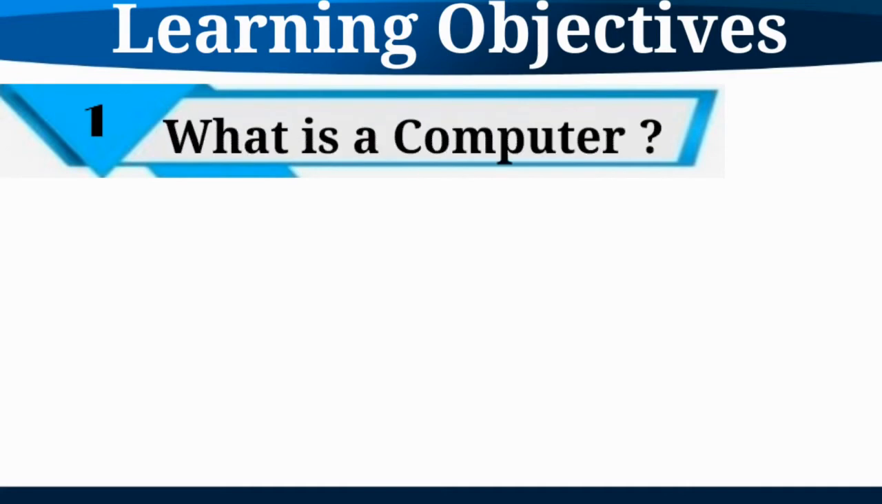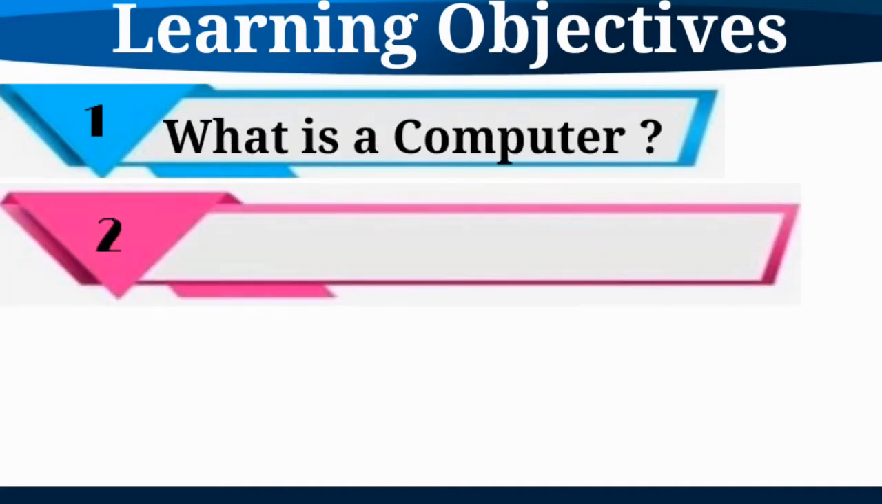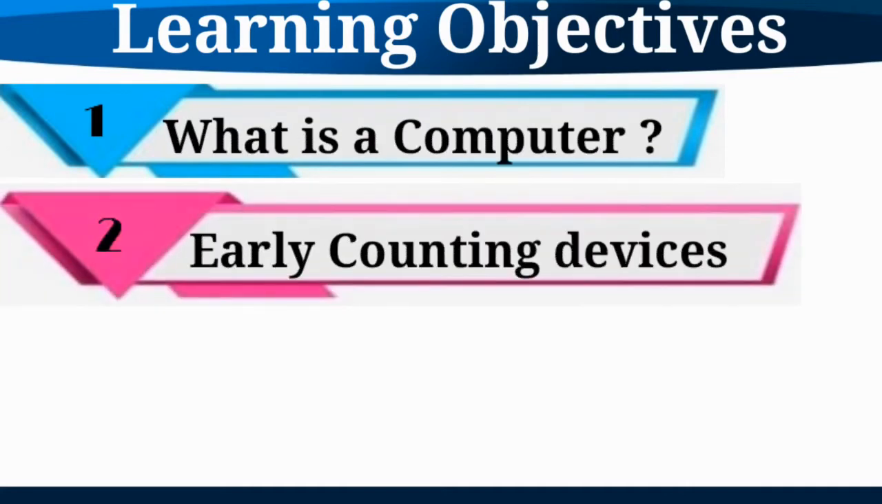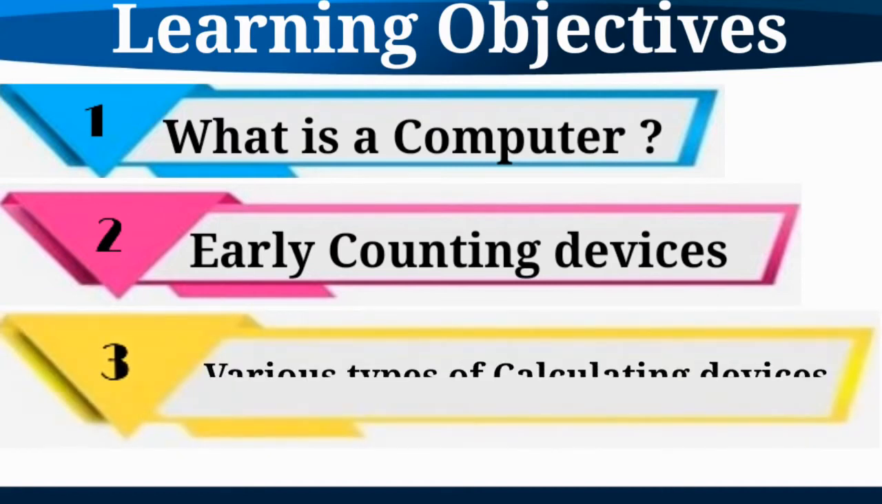So here are the learning objectives which we are going to learn in this chapter. First, what is a computer? Second, early counting devices. Third, various types of calculating devices. So these three topics we are going to cover in this chapter.